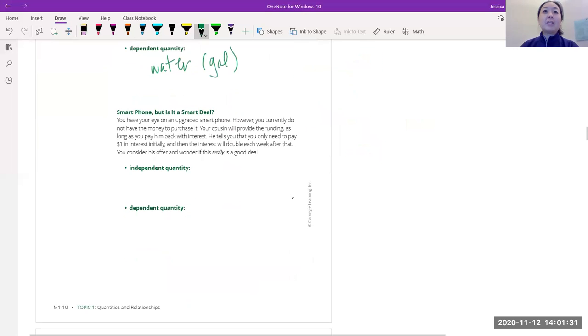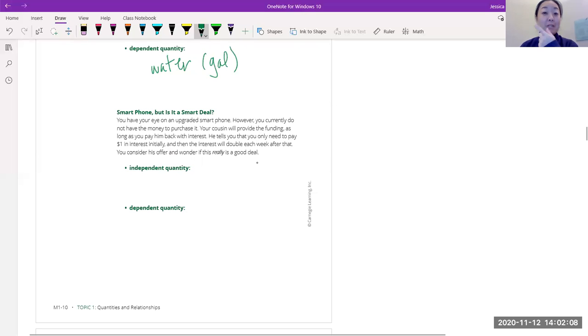Okay, and then we're going to do one more, all right? And so this is going to be your smartphone, but is it a smart deal? Okay, I don't know. You have your eye on an upgraded smartphone, and maybe you do. However, you currently do not have the money to purchase it. Story of my life, right? Your cousin will provide the funding as long as you pay him back with interest. So it doesn't sound like a very nice cousin. He tells you you only need to pay $1 in interest initially, and then the interest will double each week after that.